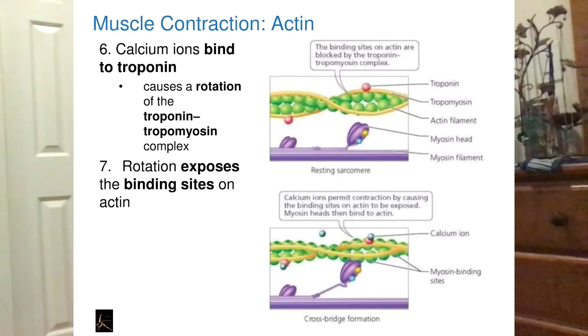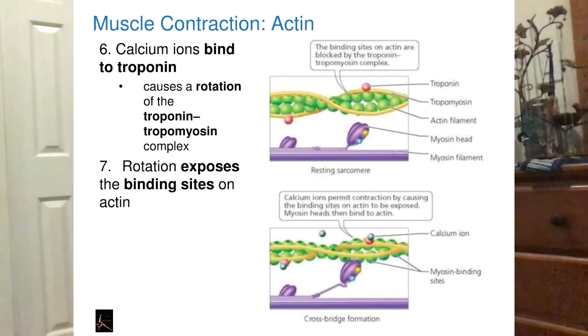Alrighty, the upper picture shows you troponin without calcium. The bottom picture shows you calcium now is in the intracellular fluid, and it's bound to troponin. Troponin then changes its shape, and it pulls tropomyosin off the active sites. We call that a rotation of the troponin-tropomyosin complex. Our active sites are exposed.